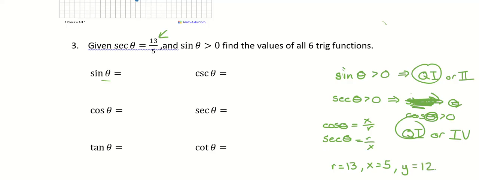And as soon as we have all 3 values, these are a piece of cake. Sine is defined to be, for us, y over r. So I'm just going to look. Y is 12, r is 13, and we're done. Which means the cosecant, its reciprocal, is just 13 over 12. Done. Cosine, we can plug in x over r, and we're going to get 5/13.